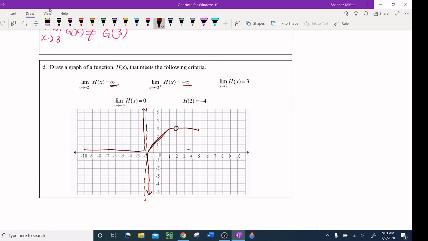The limit as x approaches negative infinity is 0. This is x approaching negative infinity. This is going to negative infinity. So they said the limit is 0 because 0 is your horizontal asymptote. It's not going to cross the horizontal asymptote 0. H(2) is -4. That's a point, like this is a defined point.